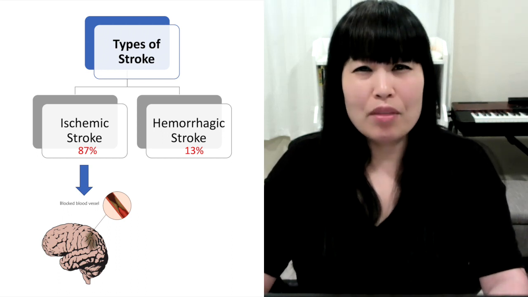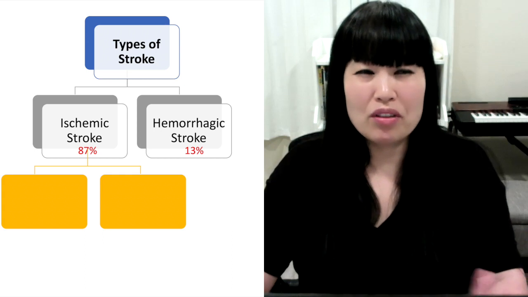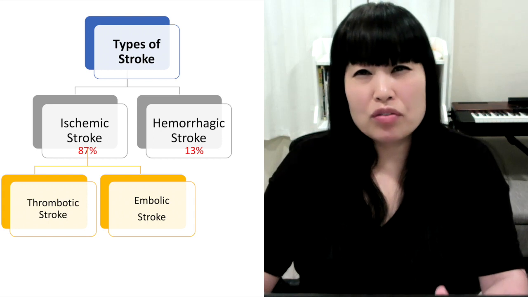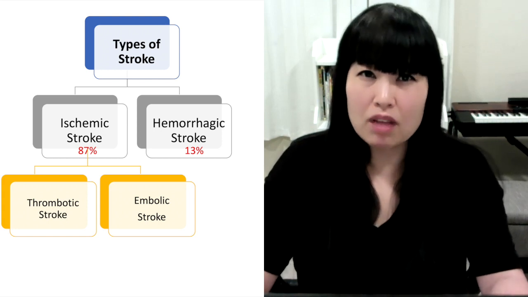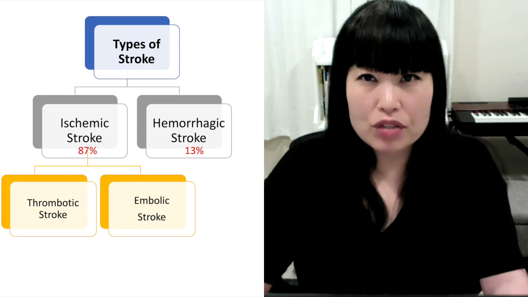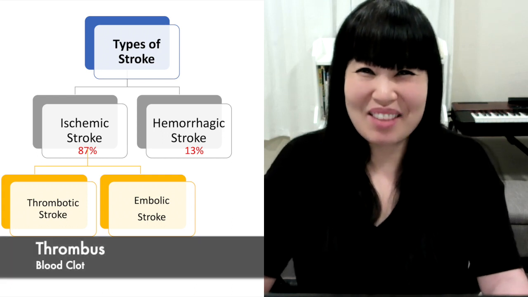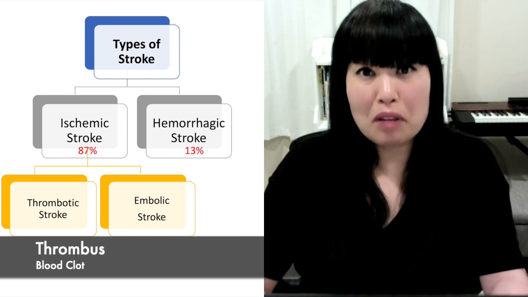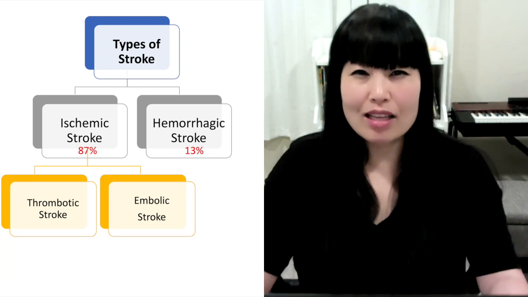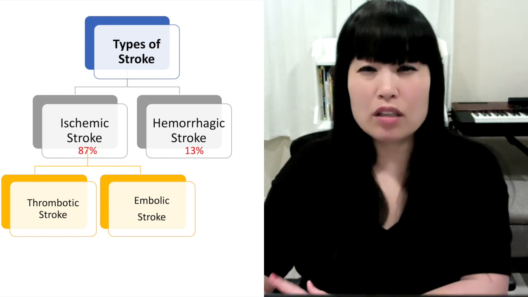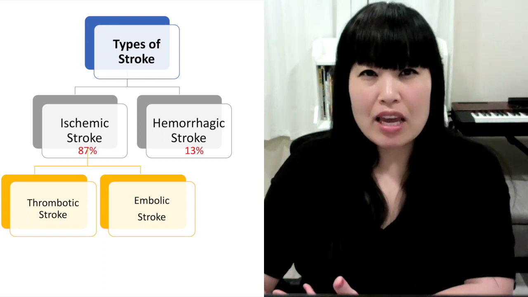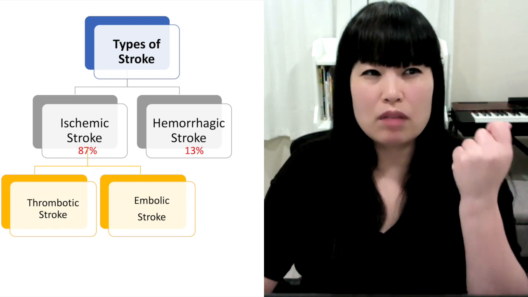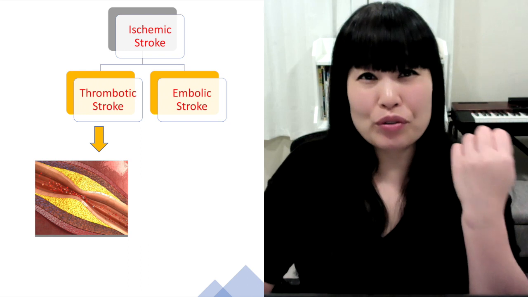And there are two types of ischemic stroke. I'll go over them very briefly: thrombotic and embolic stroke, both of which have to do with some sort of blockage in our blood vessel. With a thrombotic stroke, you have a thrombus, hence the name thrombotic stroke. And thrombus is just a medical term for blood clot. So it's a blood clot that develops in the artery supplying blood to the brain, obstructing blood flow. And this type of stroke is often seen in older patients, especially those with high cholesterol and atherosclerosis.